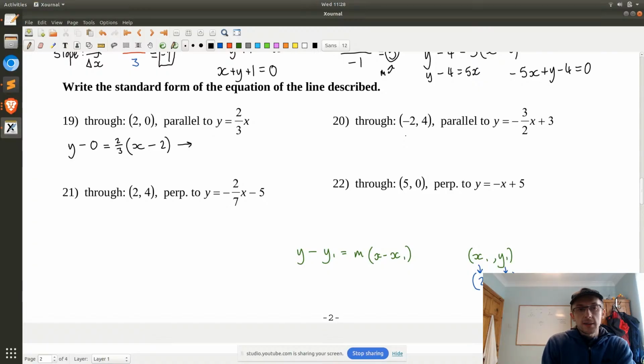So the left side becomes 3y. And the right side becomes 2, open brackets, x minus 2. Just there like that. Expand on the right. And then your last move is to get everything over on the left-hand side. So I'm going to take away 2x from both sides and then add 4. So minus 2x plus 3y plus 4 equals 0. That's the answer.